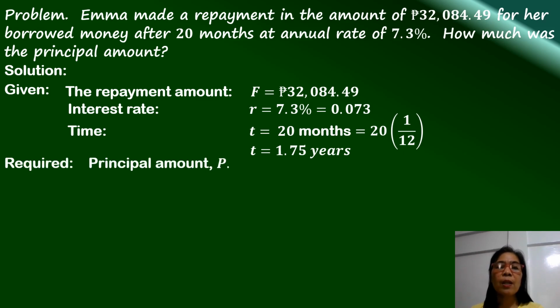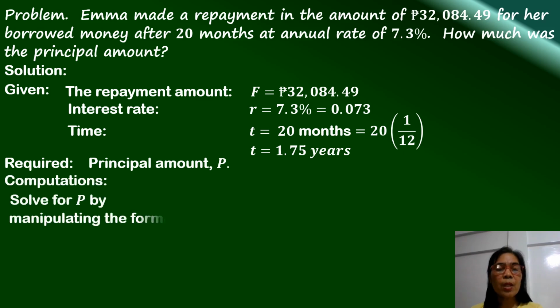And we are required in here to find the principal amount. So using the formula for the future amount, F is equal to P times 1 plus R times T, we can solve for P. That will give us now F all over 1 plus R times T.